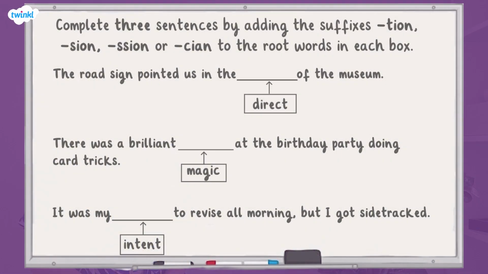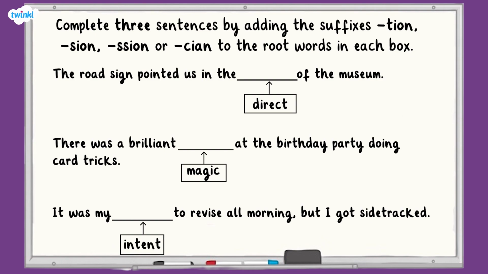For our first question, you're being asked to complete 3 sentences by adding the suffixes tion, sion, ssion and cian to the root word in each box. Remember to check if any of the words follow certain spelling rules when the suffixes are added. You may wish to write down the words on a whiteboard or a piece of paper. Top tip: when you've written a word down, check that it looks and sounds right. If it doesn't, put a line through it and have another go. Pause your video now and hit play again when you're ready to hear the answers.